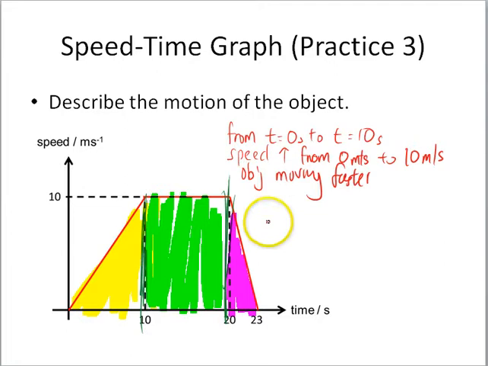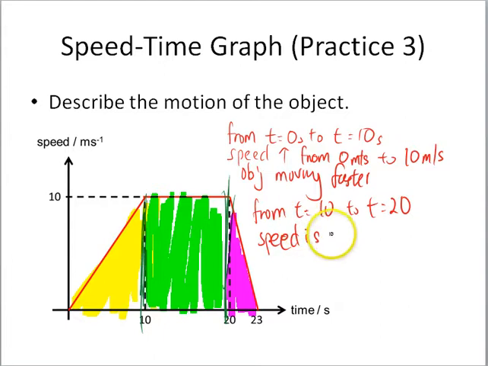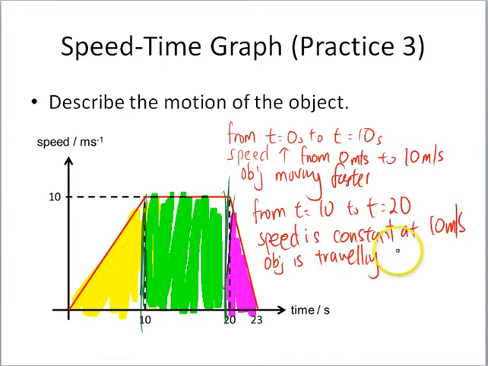Next region, we're going to talk about from t equals 10 to t equals 20. So the speed is constant. At how much? At 10 meters per second. So in this case, my object is traveling at constant speed. Constant speed.